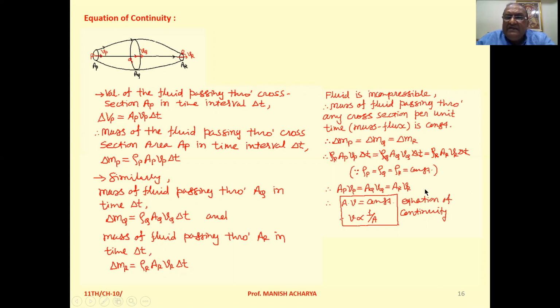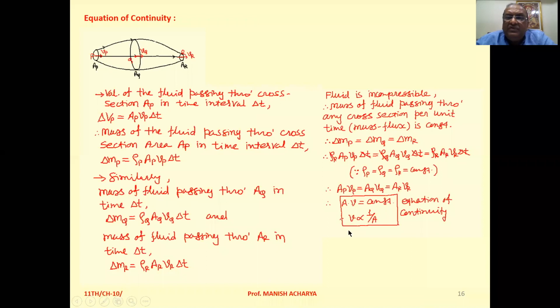It implies that in general we can say when all these are equal, A into V is constant, or we can write V proportional to 1 upon A. So this is called the equation of continuity. The equation of continuity you can write as AV equals constant, or V proportional to 1 upon A. Clear to all of you?